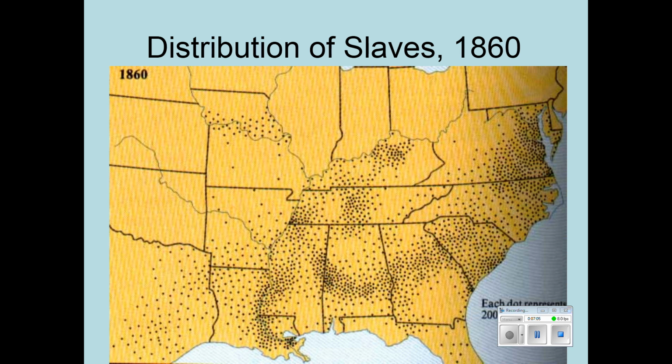You can see where the deep South, the slaves were located in greatest numbers, and these deep southern states in the Cotton Belt were the first ones to secede from the Union. You look at South Carolina, for example, what a huge concentration of slaves were there.